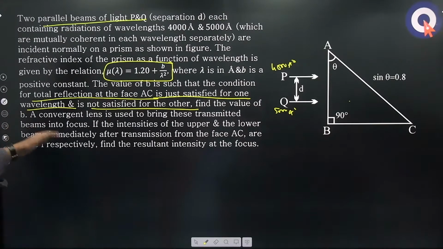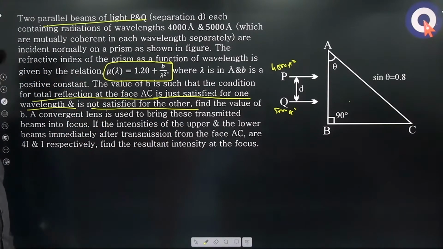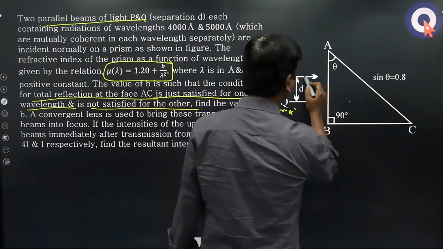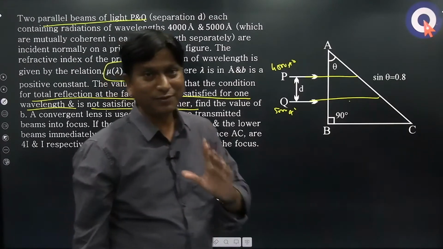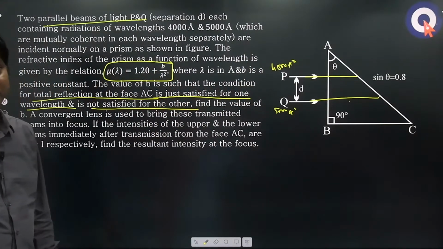Okay, second bit, a convergent lens is used to bring these together, that we'll see later. First, how do you find the value of B? See, two wavelengths are there. One is going here, one is going here. Out of these two, one will have total internal reflection. Like that, the value of B is set. This one will become the critical angle.